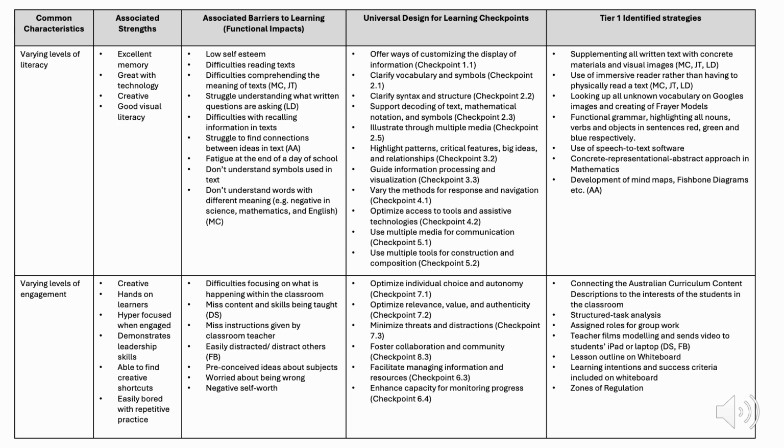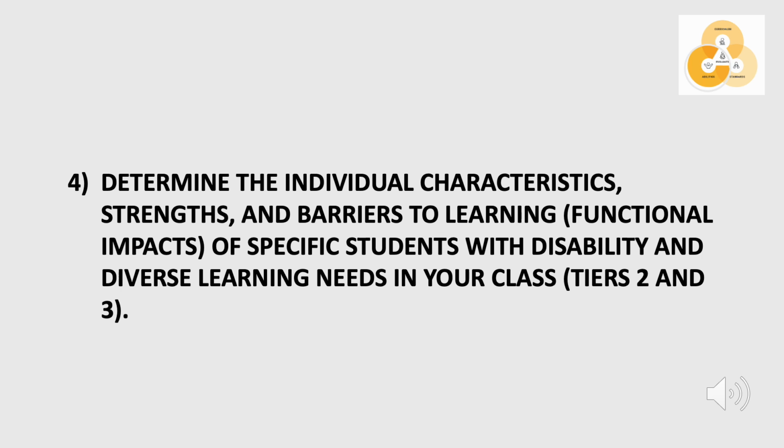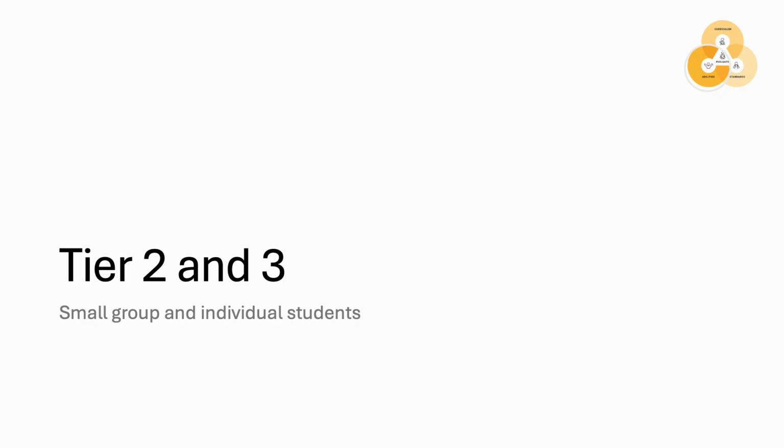This would allow someone who looks at the document to identify what is put in place for students with disability within a classroom. Now it's time for the teacher to think about specific students with disability and diverse learning needs within their class. They do the same processes for the whole class, but now they're thinking about the individual characteristics of students, the individual strengths, and the individual barriers to learning, otherwise referred to as functional impacts.